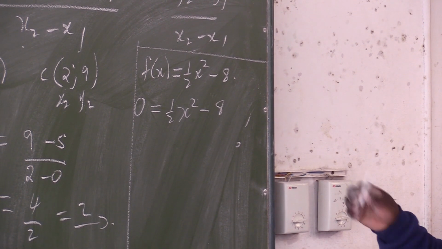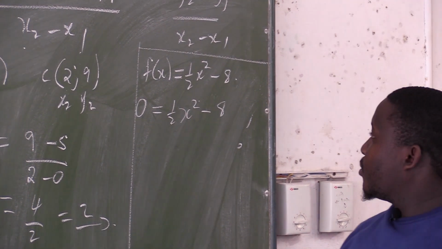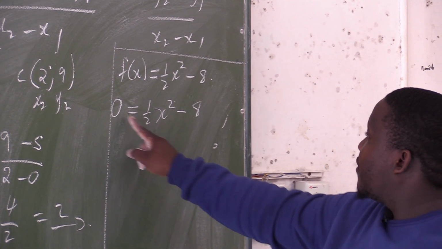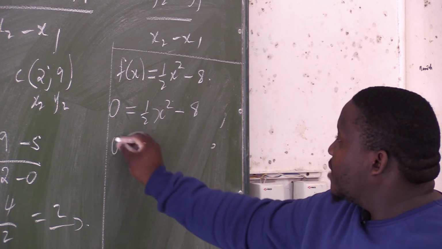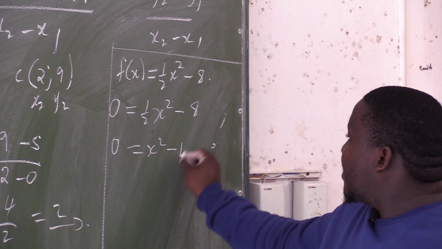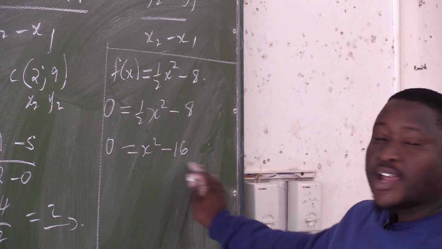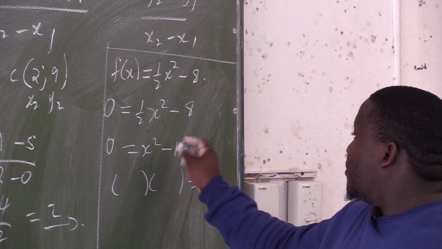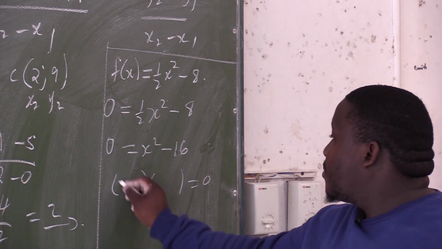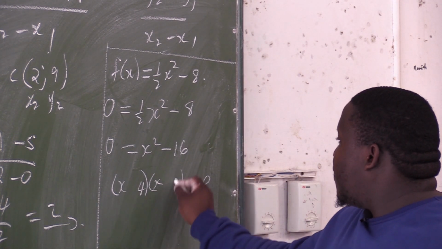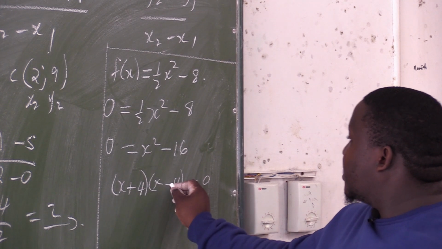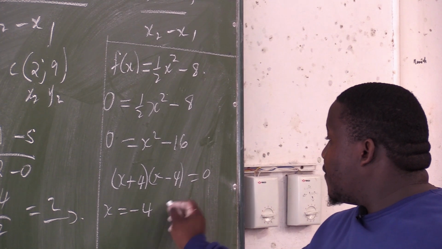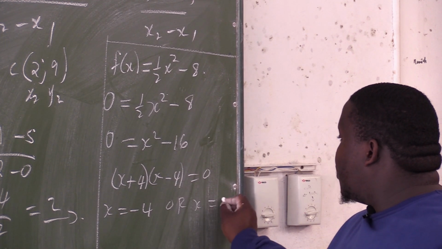It's up to which approach you are used to. One would say I will just multiply by 2 throughout to get rid of the denominator. So if I multiply by 2, this will still be 0. This will be x squared minus 16. Now how do I solve for x here? You either factorize, or you can move 16 and put a square root. So this will be x equals plus or minus 4, because this is a difference of two squares. Then you have x equals negative 4 or x equals positive 4.